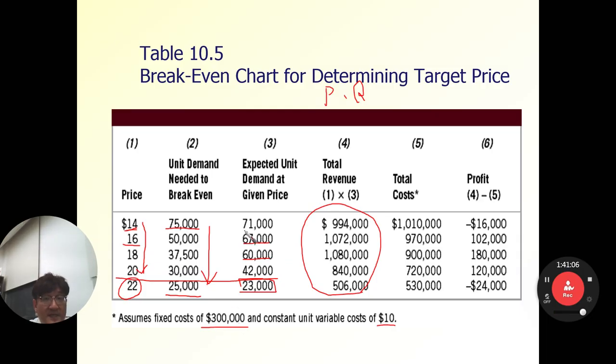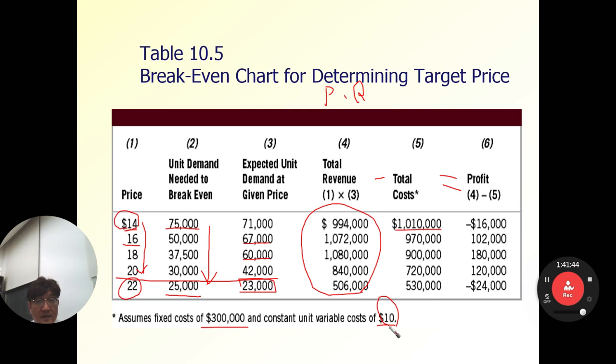300,000 plus 71,000 times 10. That is the variable cost, and it ends up with 1,010,000 or so. This one is the total revenue, and this one is the total cost. Your profit is revenue minus cost. If you set the price at $14, your revenue is too small. It cannot actually cover the cost level, I mean the fixed cost.